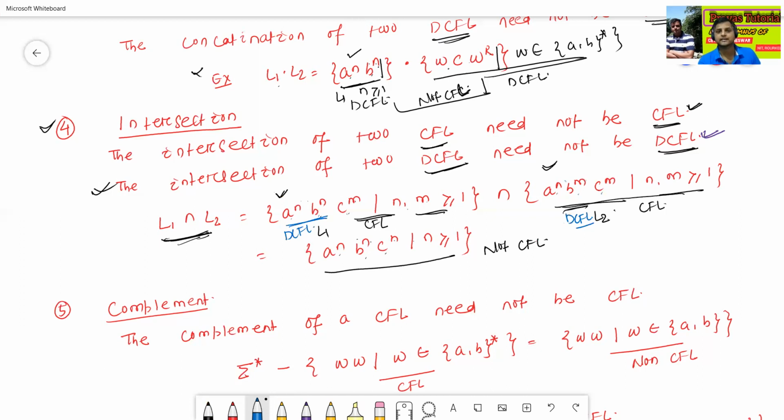And we'll take the intersection of the DCFLs, L1 intersection L2. We can get a to the power n, b to the power n, c to the power n, such that n is greater or equal to 1. But this language is not DCFL. So we can use the same example for both cases, CFL as well as DCFL. So the intersection of two context-free languages need not be CFL and the intersection of two DCFL languages need not be DCFL. Now we'll see the next closure properties of CFL and DCFL.